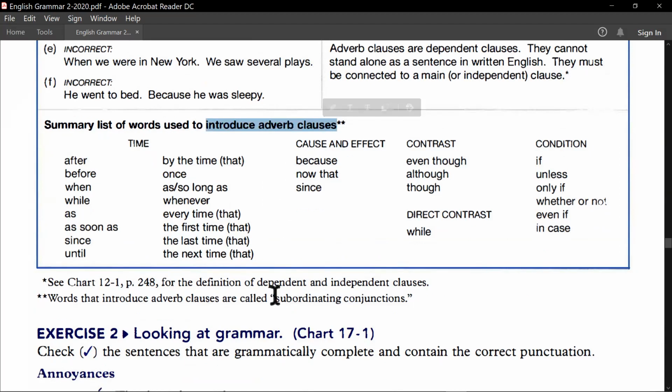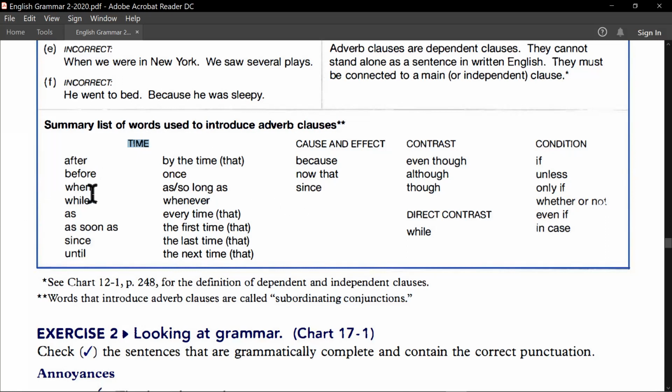These are called subordinating conjunctions. These words that introduce adverb clauses are subordinating conjunctions. We divide them into time, cause and effect, contrast, and condition. Okay? And we will go over most of them, if not all.